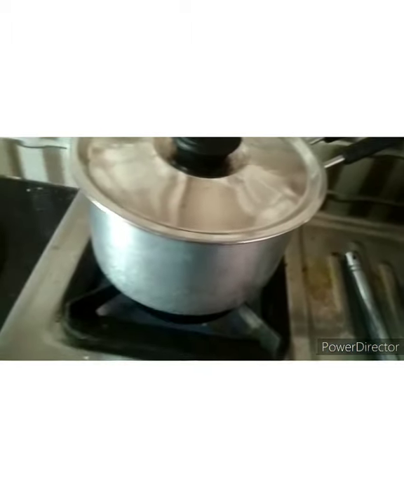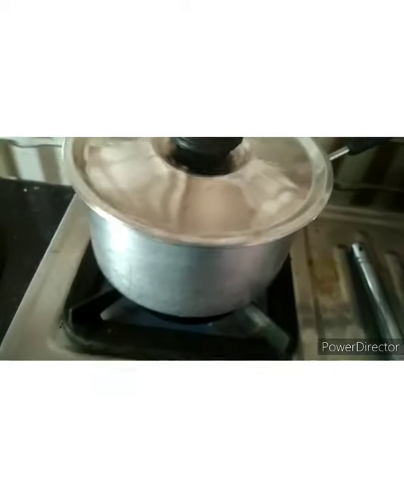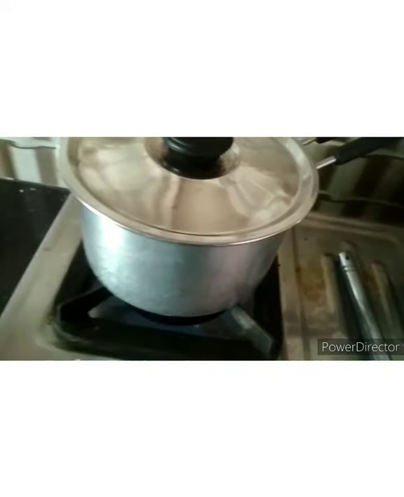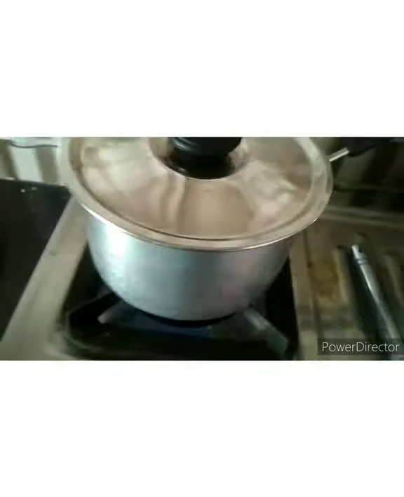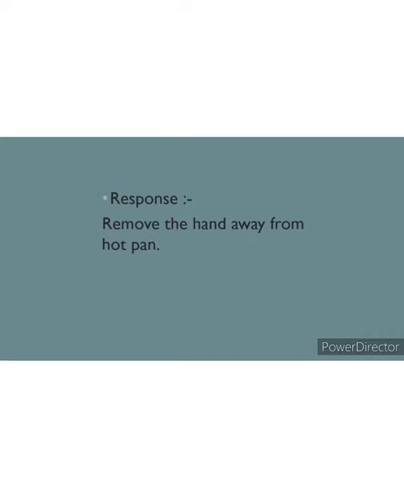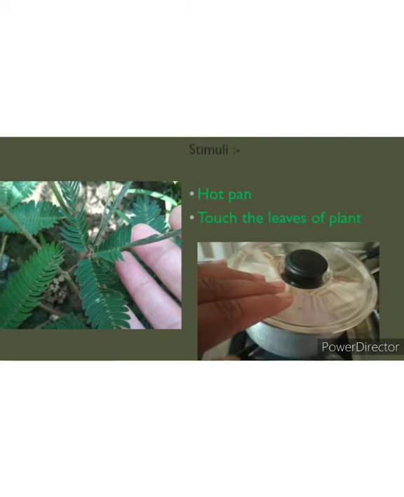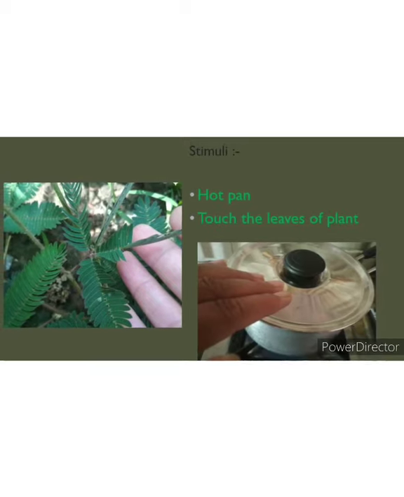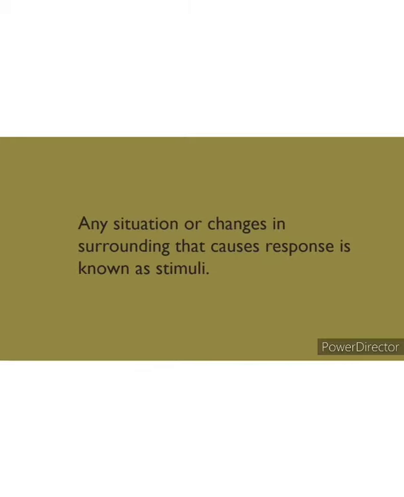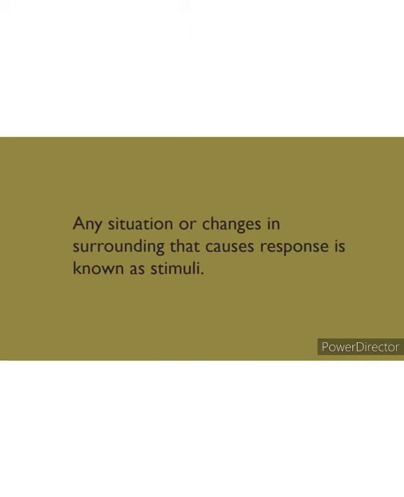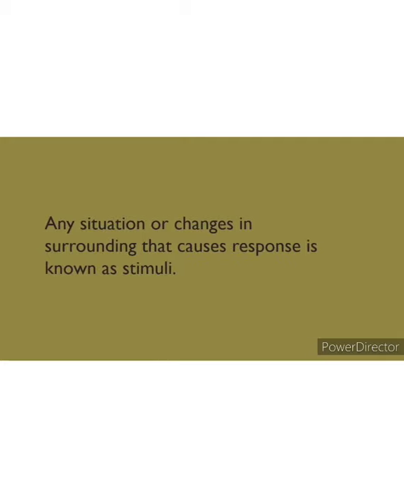When we touch a hot pan, we immediately pull our hand back. In this situation, removing the hand from the hot pan is a response. So in this situation, the hot pan and touching the leaf of the plant are stimuli. So any situation or change in the surroundings that causes a response is known as a stimulus.